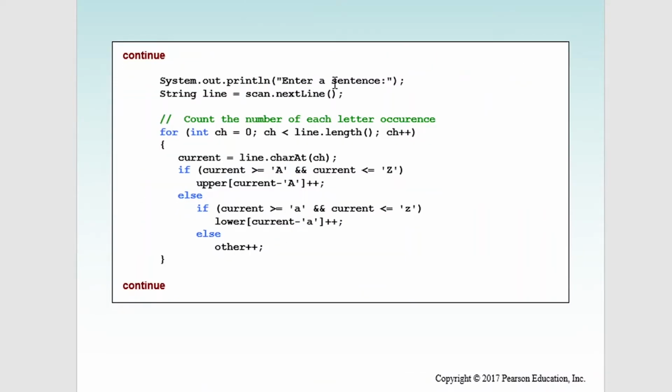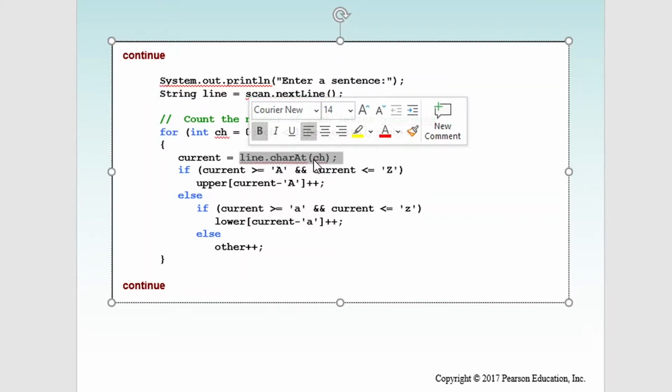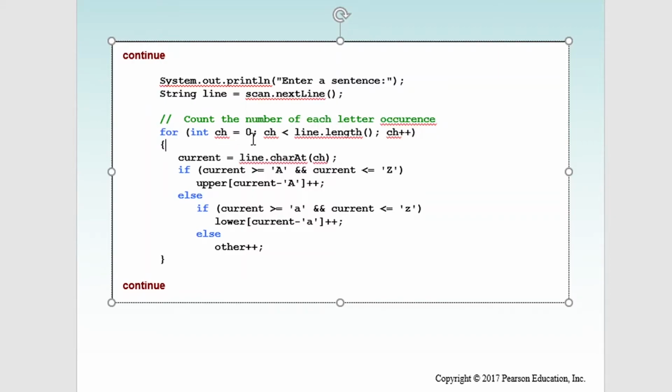They prompt the user to enter a sentence, and then they scan the line. So they're saying ch, which is an integer, is equal to 0, while ch is less than the number of characters in the line. Increment ch by 1. Then they grab the char at that index. So if you start off at index 0, this will be 0, then 1, then 2. So they're looking at every single character in the line entered by the user.